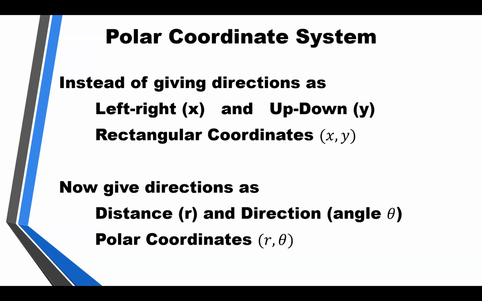Usually in this class, since we're going to be dealing with calculus topics, our angles will be in radians. So instead of 90 degrees, we'll say go an angle of pi over 2, or other angles as well, like 3 pi over 5 or something like that. But distance and direction are what we're going to use: the distance measured from the origin and the angle measured from the x-axis.